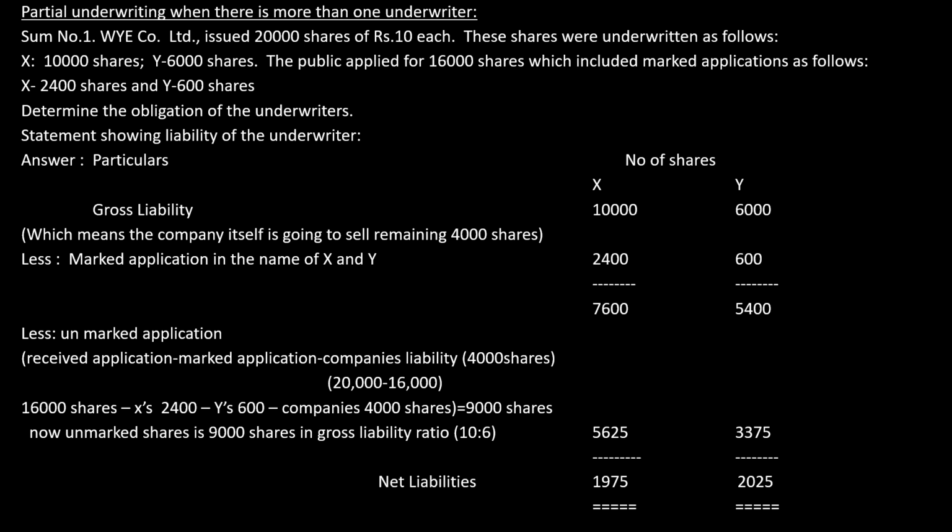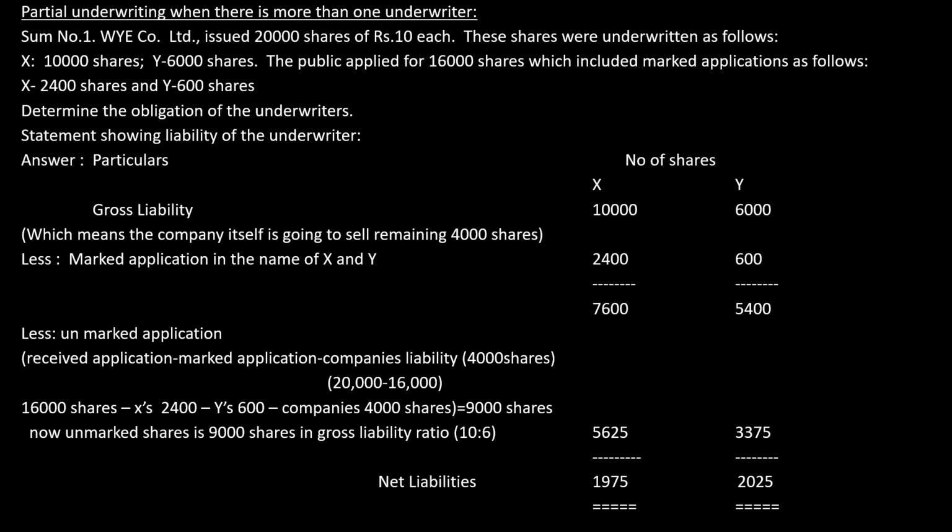Out of 16,000 shares, I repeat, out of 16,000 shares, the marked application of X, the marked application of Y, and the company's liability of 4,000, all three are subtracted. The remainder will be called unmarked, which is 9,000 shares. Now, this unmarked application will be shared between X and Y in the gross liability ratio of 10 to 6, which means X will get a share of 5,625 and Y will get a share of 3,375. When you subtract this, the final answer will be 1,975 for X and 2,025 for Y. That will be called net liability.